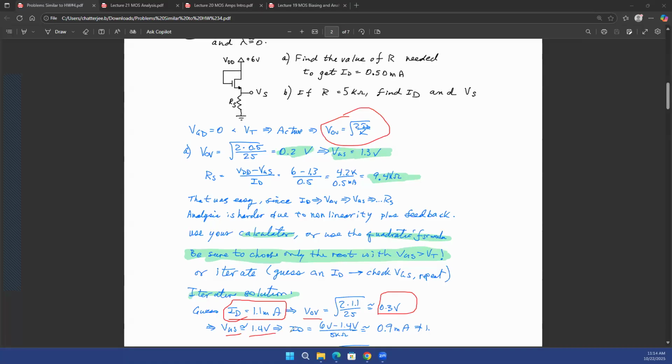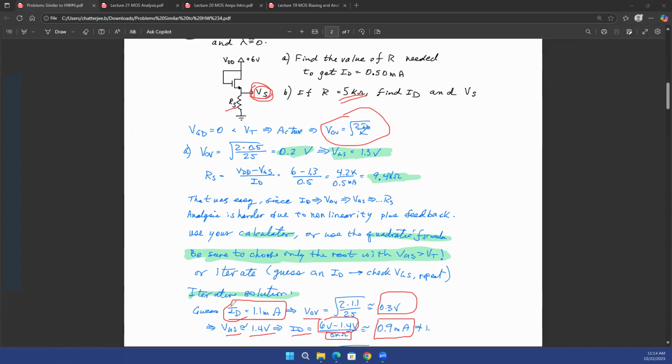That is going to be 1.4 volts. So if you find out your VGS, you can find out what your VS voltage is going to be, and from there, you can recalculate your ID. In that case, if your VGS is 1.4 volts, ID is going to be 6 volts minus 1.4 volts divided by 5 kiloohms, because 5 kiloohms is the value of the RS that is given. And with that, you end up with ID equal to 0.9 milliampere.